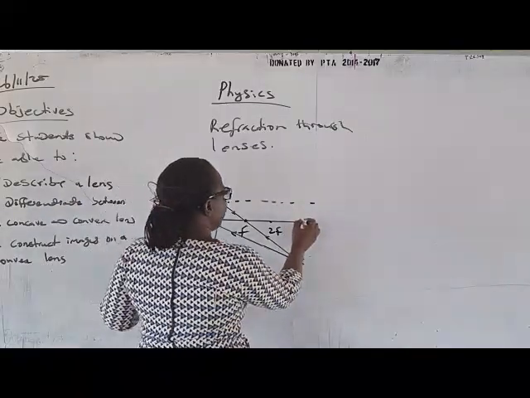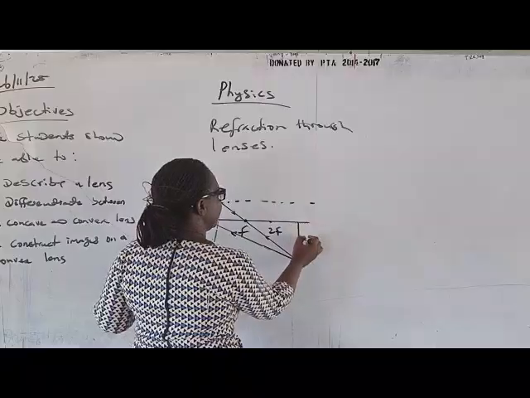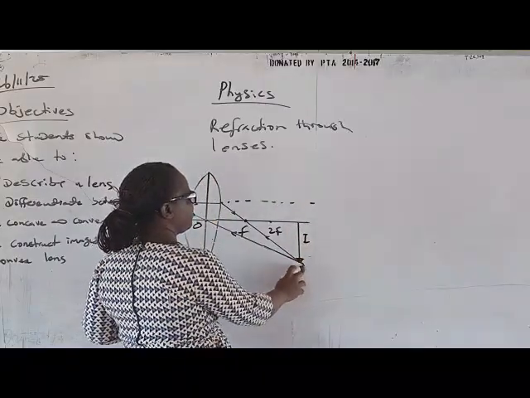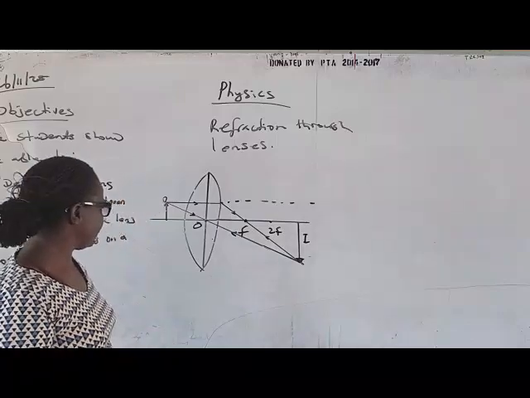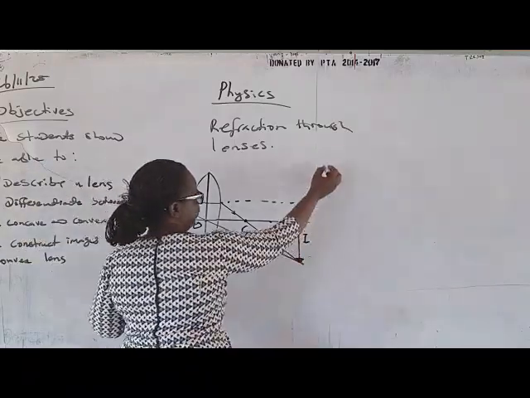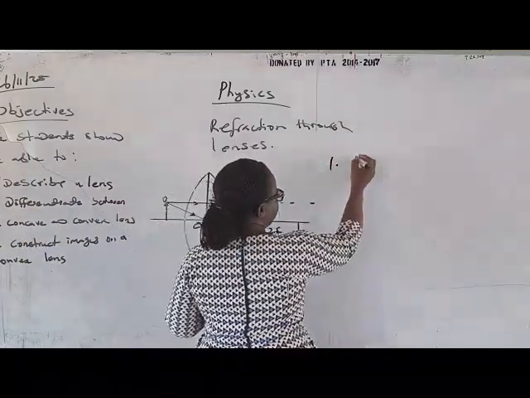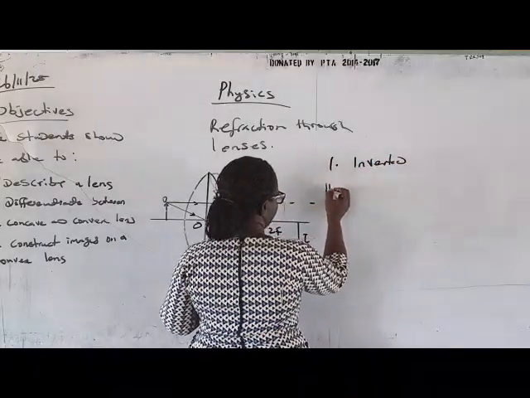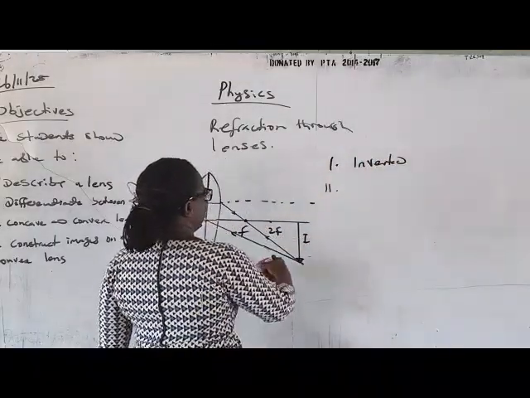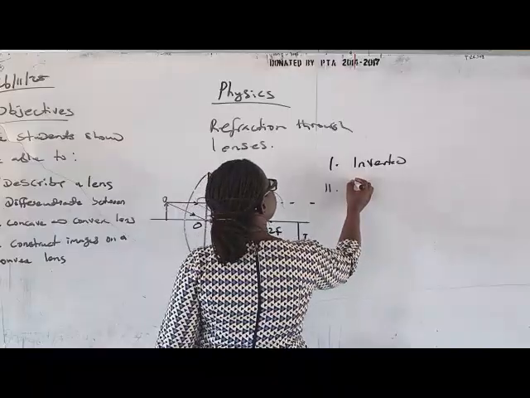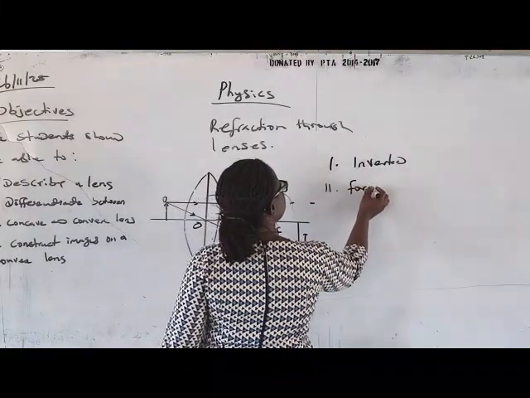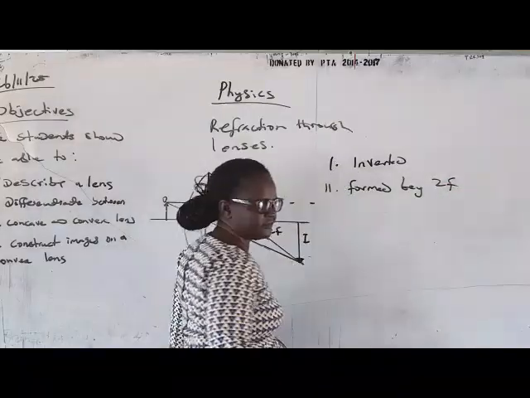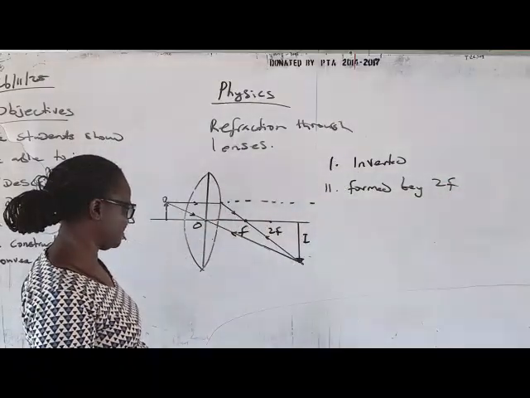So, these are the characteristics of the image. This is the image here. This is the point where the image is formed. Can we look at the characteristics of the image? 1, the image is inverted. 2, the image is formed beyond 2F, that's twice the principal focus.